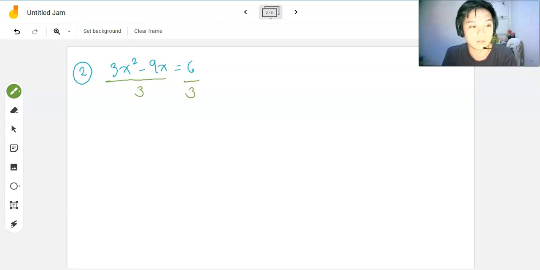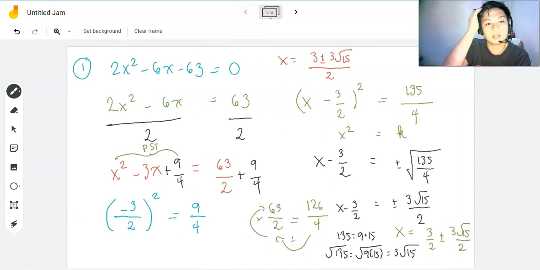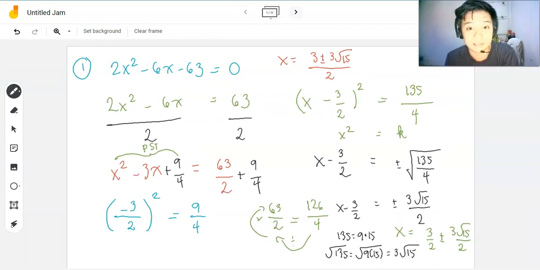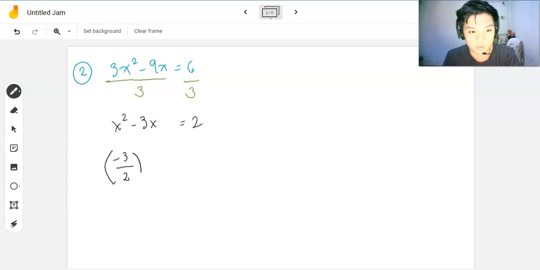So, the resulting equation will be x squared minus 3x equals 2. Ayan, kagaya kanina, ang lumitaw na linear term natin upon dividing by the value of a is negative 3x. Okay, the linear term. So, ibig sabihin, for the next step, we have to show that yung coefficient nga sa linear term na negative 3 ay i-divide by 2, tapos i-square yung result. So, ibig sabihin, this will just be 9 over 4 din.